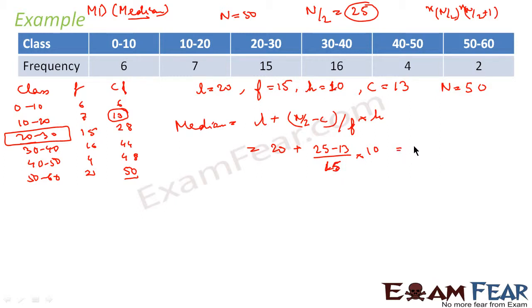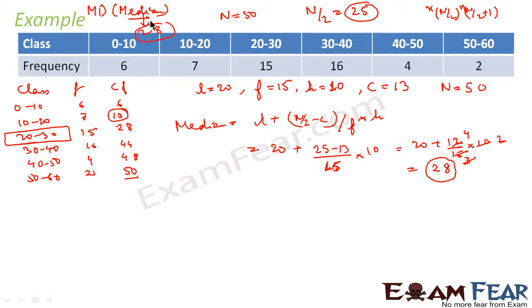This comes out to be 25 minus 30 is minus 5, so I'll write 20 plus 5 by 15 into 10. So 5 into 3 is 15, 5 into 2 is 10, 3 into 4... this becomes 20 plus 8 is 28. So we have got the median. Our half battle is gone. So the median is 28.